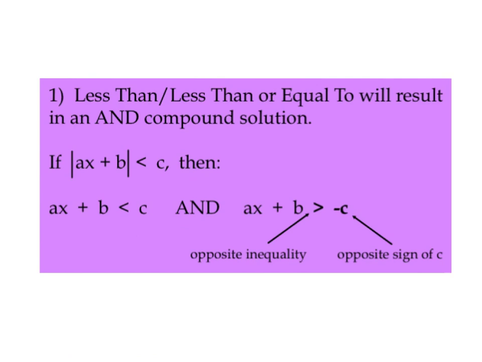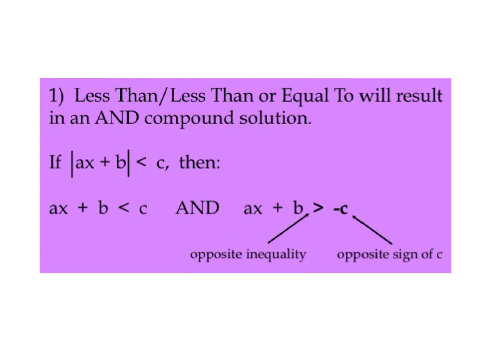The first kind of absolute value inequality that we need to talk about is the less than or equal to. This is going to result in an "and" compound inequality or compound solution. So what you're going to have to remember is, when looking at the absolute value inequality, when the absolute value symbol is by itself, you need to look at the symbol. In this case, it's less than. So this is going to result in an "and" compound inequality.